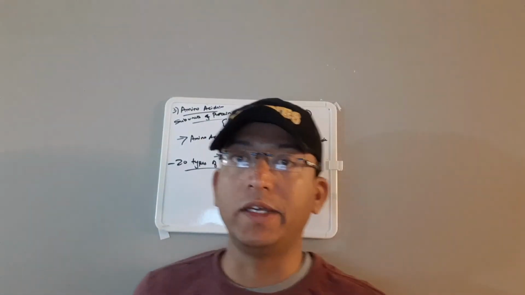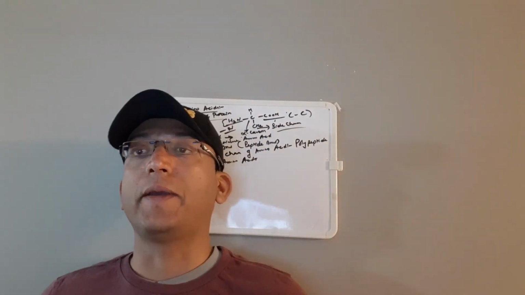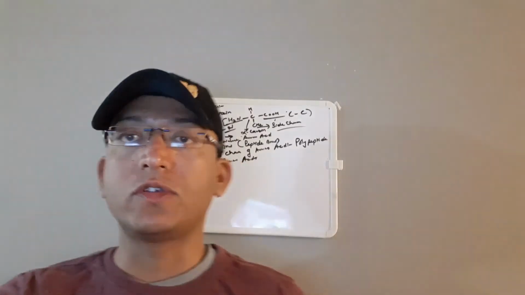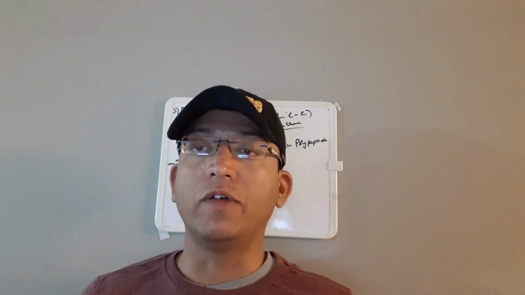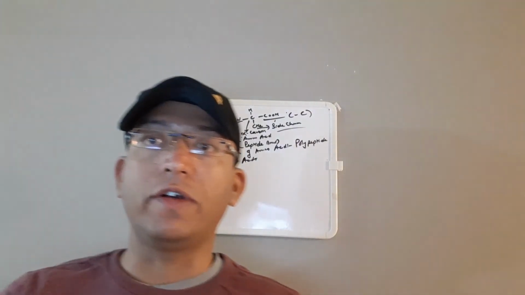All right, so we'll see these amino acids in more detail in biochemistry, but this is the basics of amino acids for now. So that was amino acids, and next we'll study the last one, the nucleotides, one of the major families of organic molecules.